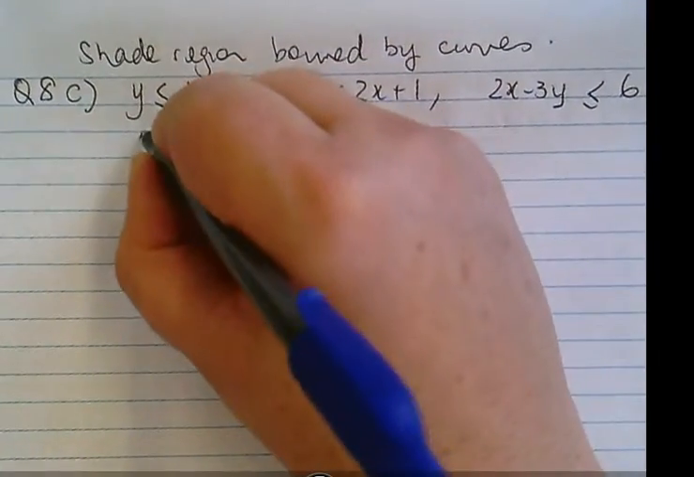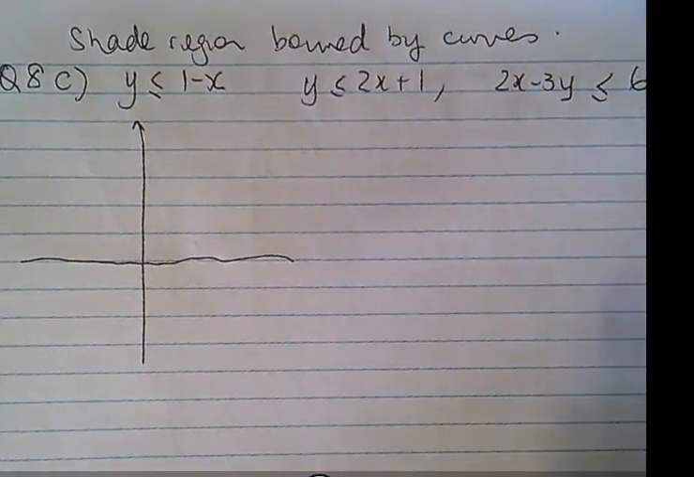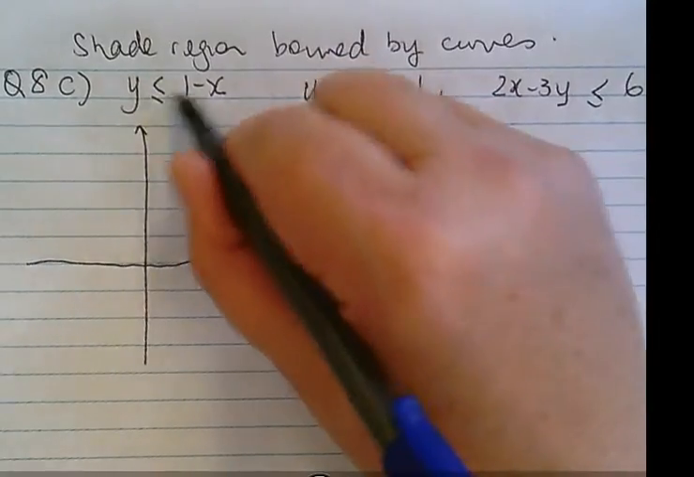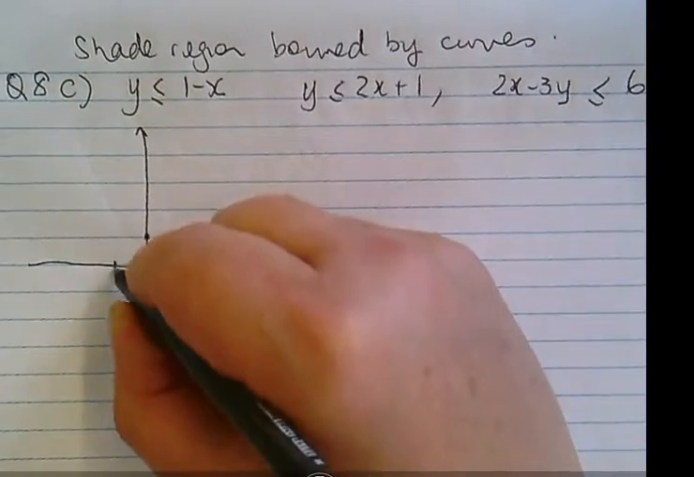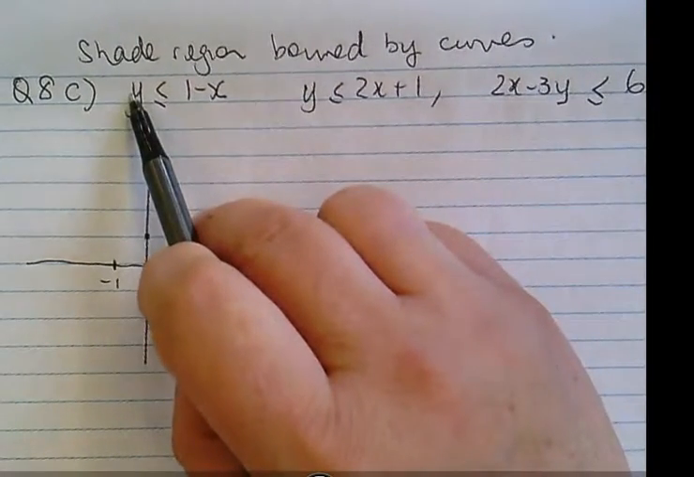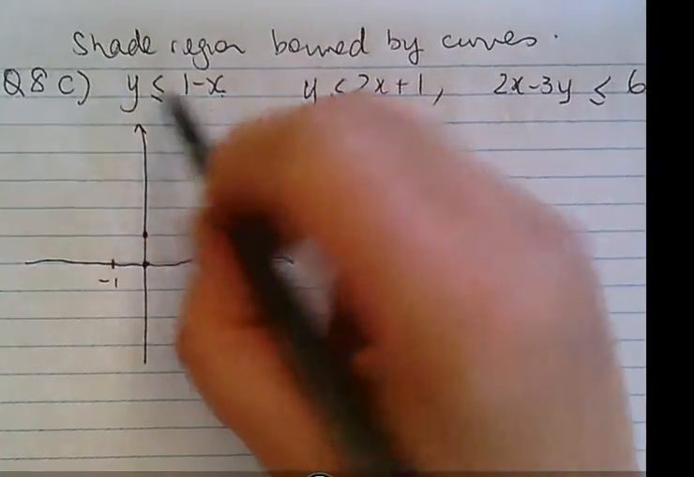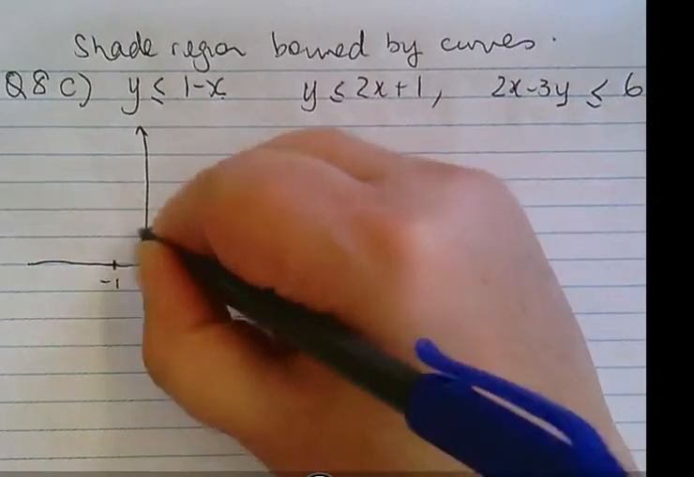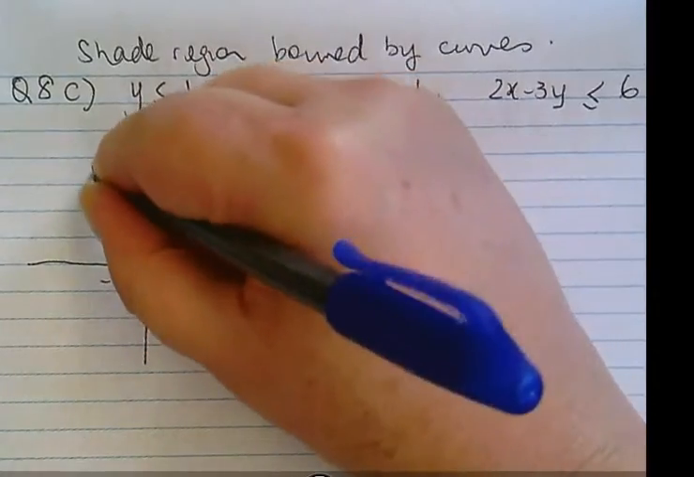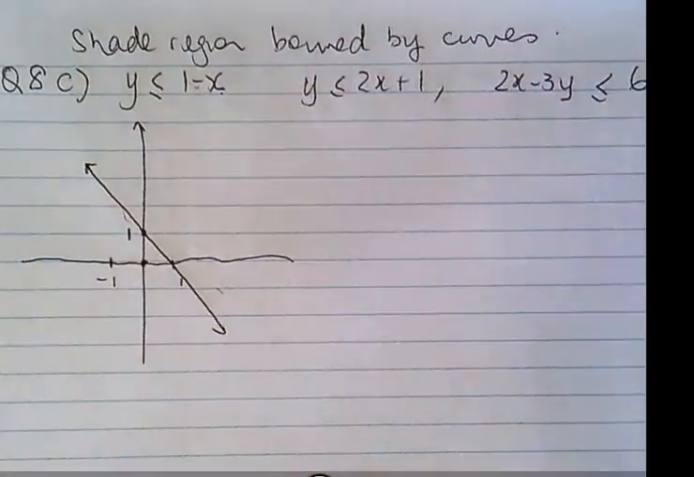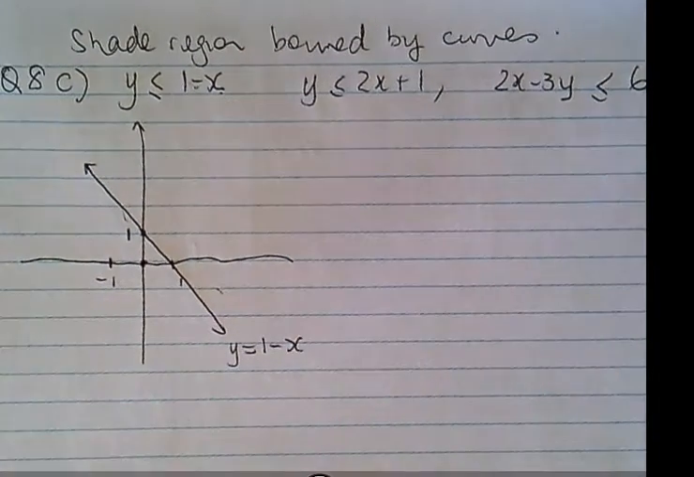So first I'm going to sketch y equals 1 minus x. Now what's that, positive or negative gradient? What do we get? When x is 0, y is 1. When y is 0, x is 1. This is y equals 1 minus x. Negative gradient, y-intercept 1. That's your first graph.